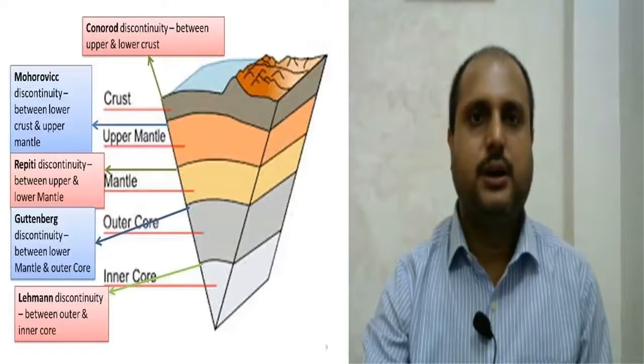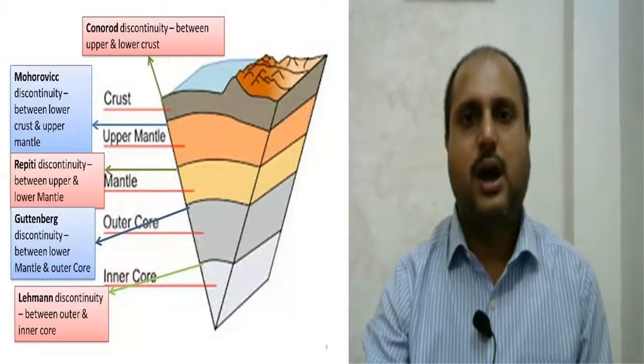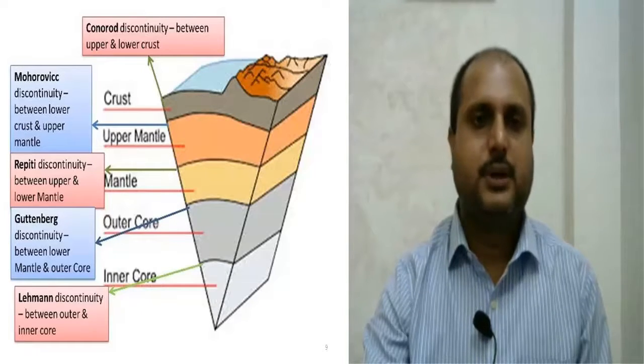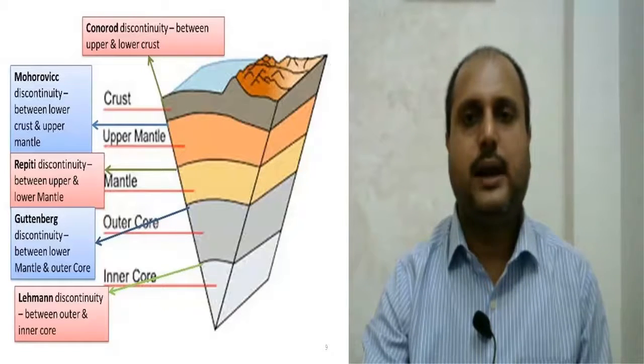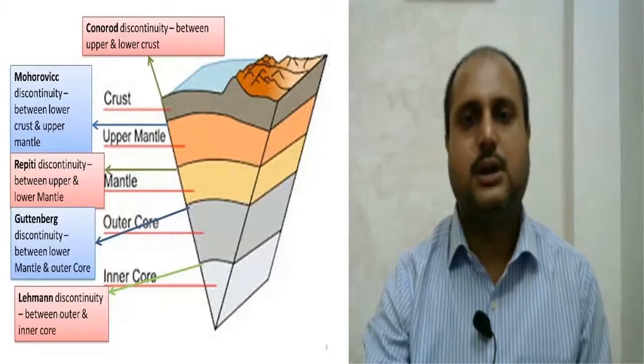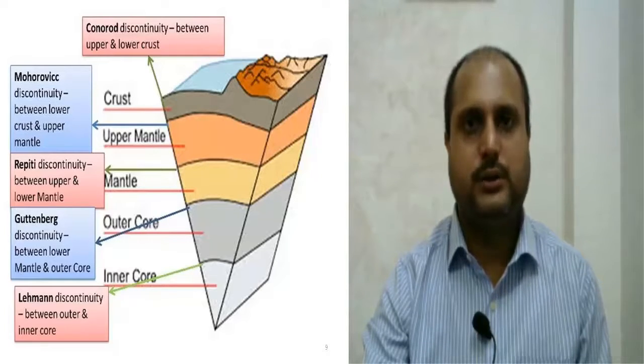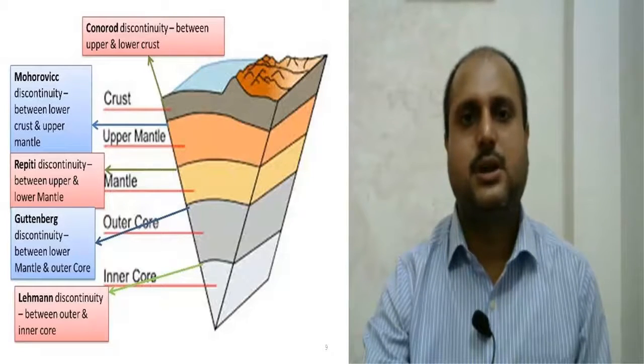The first discontinuity is called the Conrad discontinuity. The Conrad discontinuity is located between the outer and the inner crust. The next one is called the Mohorovicic discontinuity. The Mohorovicic discontinuity exists between the crust and the mantle. The third one is called the Repetti discontinuity. The Repetti discontinuity exists between the outer and the inner mantle.